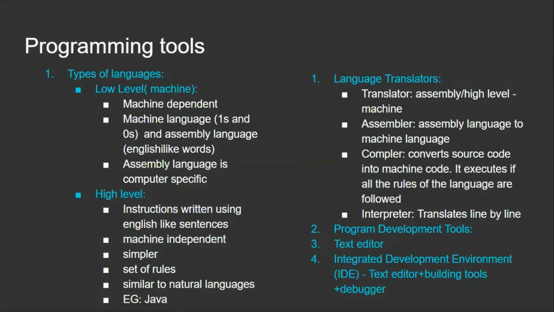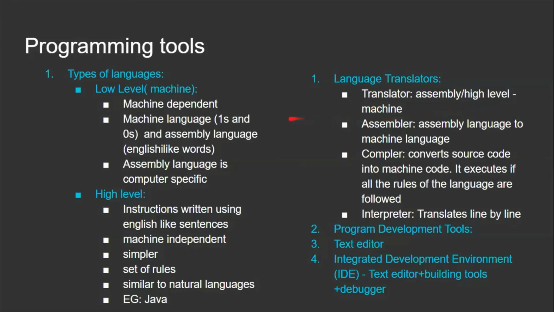So then we have the other type of tools, language translators, right? A translator converts an assembly language or a high-level language to machine language. Like a normal translator, right? One can convert from French to English, English to Japanese, etc. That's what a translator does. It converts between different programming languages.